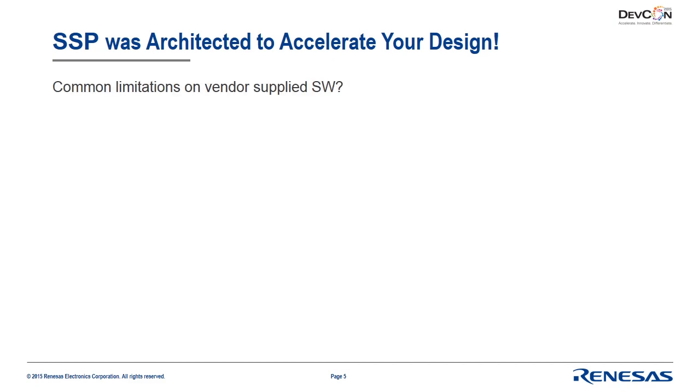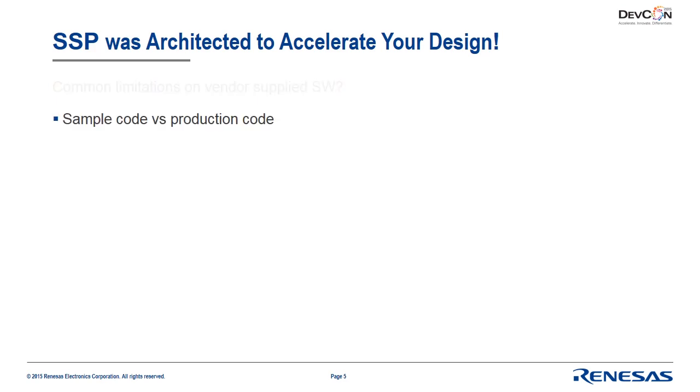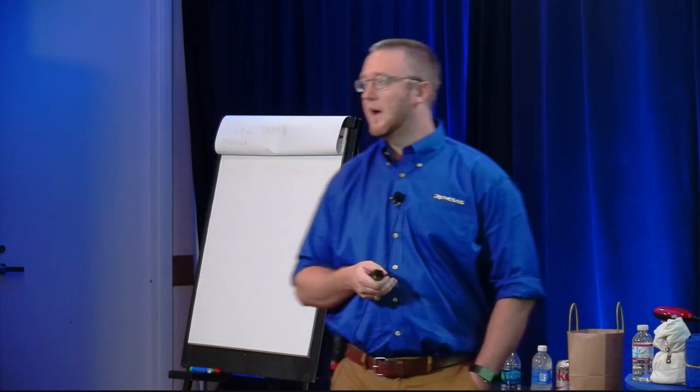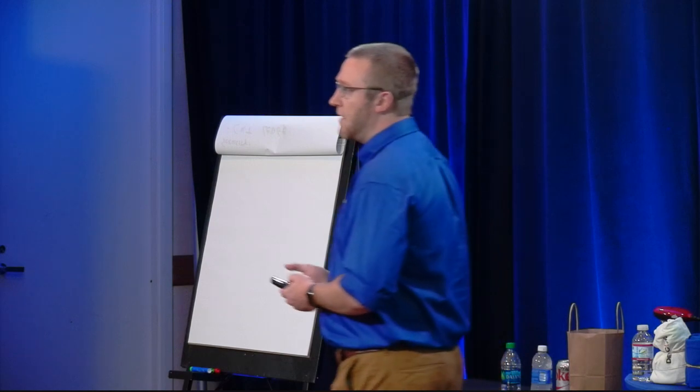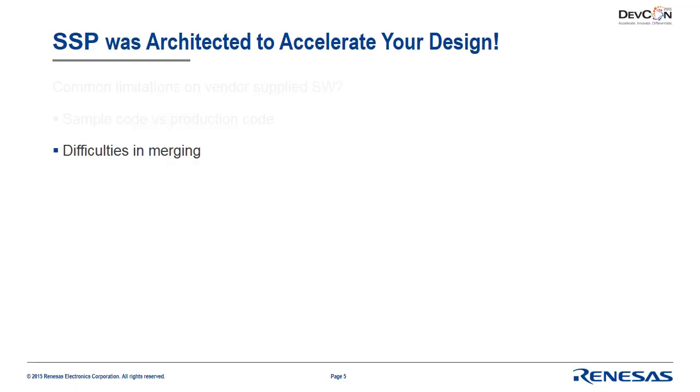So let's look at some common problems that many of you have probably run into in the past with vendor-supplied software. One is sample code versus production code. You download some sample code from the vendor's website, and it's configured for one specific configuration on one board. Well, there's a problem there, and that's making the code work for your design. You have to go in there and modify it to make it work for your board and for what you really need. The problem's compounded when you start merging them, right?